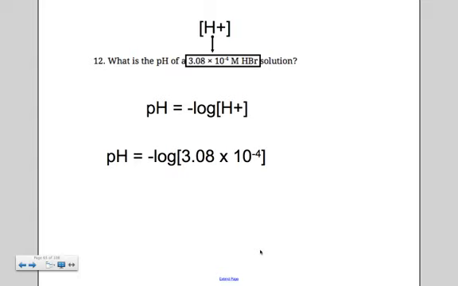You try to start doing times 10 to the, put the up arrow and negative 4 and whatever, you're much more likely to make an error in syntax and get the wrong answer, or get an error on your calculator. So negative log 3.08 second E, negative 4 should give you 3.51 as the pH. And just in case the question asks you whether it's acid, base, or neutral, remember this is less than 7, which would make it an acid.